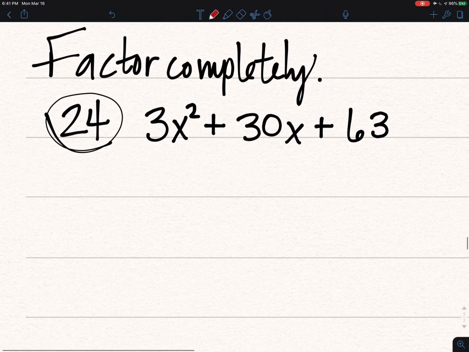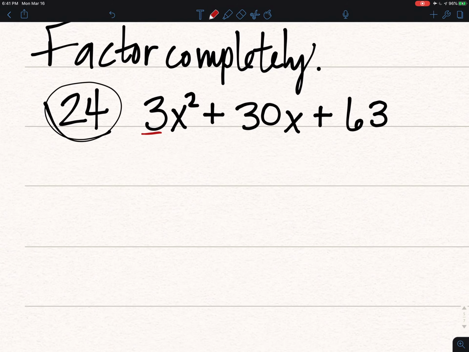Ask yourself once again, do you have a GCF in all three terms? Something that's common in all three terms. Oh, this time I have a GCF. Notice that all three terms have a common factor of 3. So I can factor out a 3 from all three terms. Remember that you factor by division. So if you take 3x squared and divide by 3, you're left with an x squared.